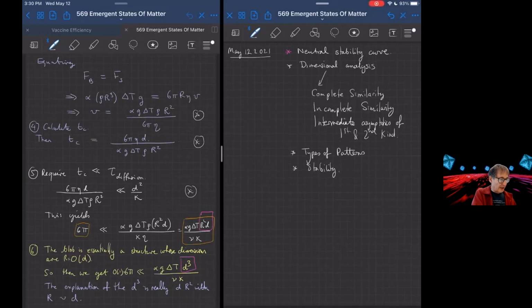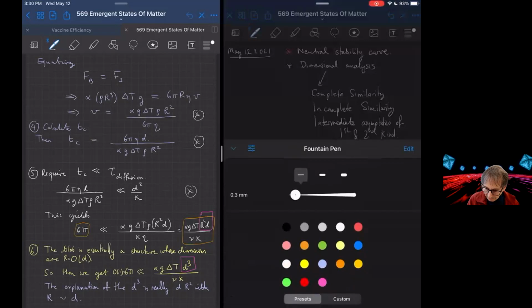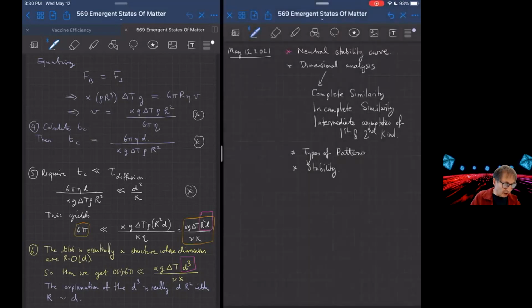Okay, so let's get started. What I really want to do is start off and get to the neutral stability curve, and to do that, I want to talk about the dimensional analysis. So let's just quickly start off by sketching the type of stability that we might find.